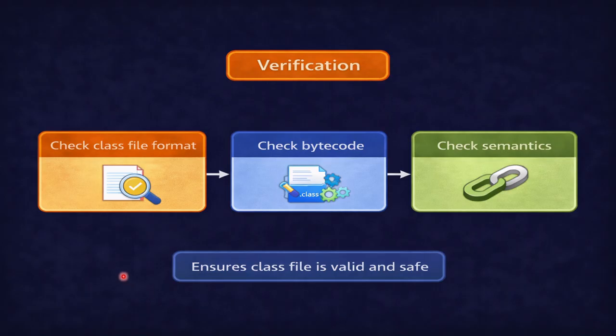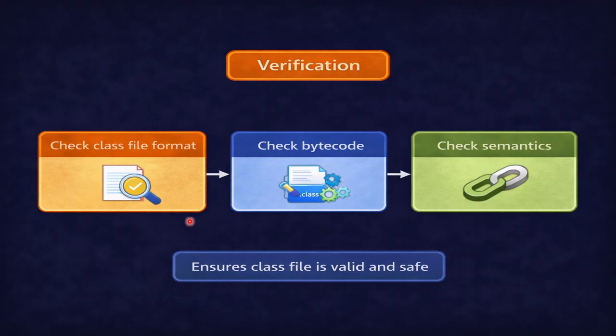So in verification, the JVM checks that the class file is genuine by looking for a special signature at the start and makes sure all the parts inside it are in the correct order. If anything is wrong, it rejects that file. In verification, the first part is it checks the class file format. What does it mean? The JVM checks that the class file is genuine by looking for a special signature at the start and making sure all the parts inside it are in the correct order. If anything is wrong, it rejects the file.